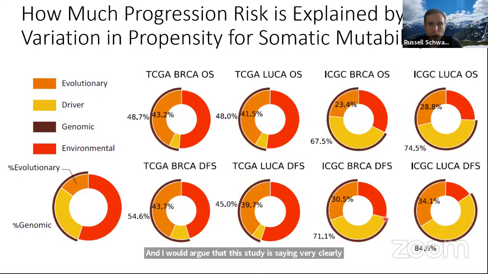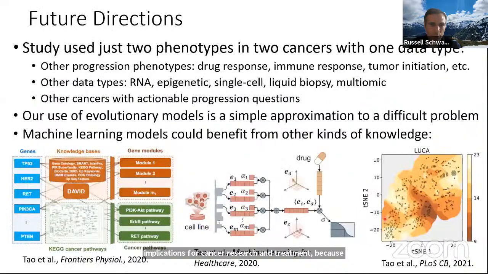Drift is an important part of underlying progression risk. That is variability in drift processes, variability in somatic mutation mechanisms. It's not everything, but it's far from nothing. And again, I would argue that is a conclusion with important implications for cancer research and treatment, because it's suggesting that there may be actionable information long before we actually have a tumor readily apparent, if we can figure out how to get at that information reliably.